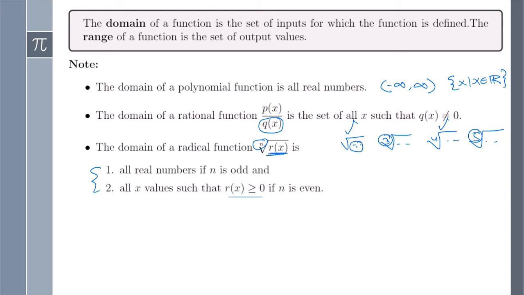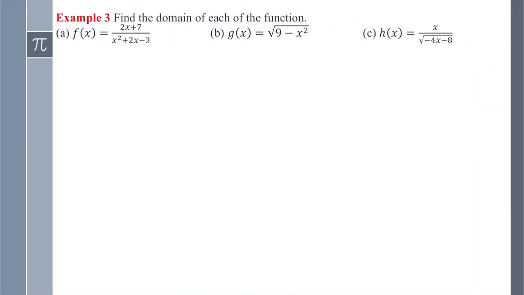Or all x values that do not make the inside quantity negative. Okay, it should be non-zero. So let's look at some examples for this. The first one is a rational function. So we know that for a rational function, we cannot have x squared plus 2x minus 3 equal to 0. It should not be 0. That's what we are looking for.